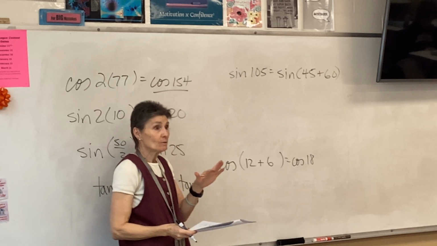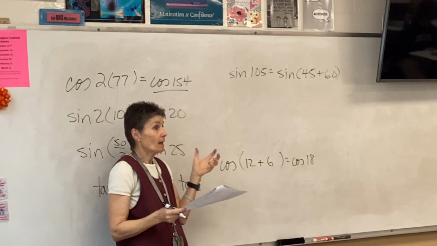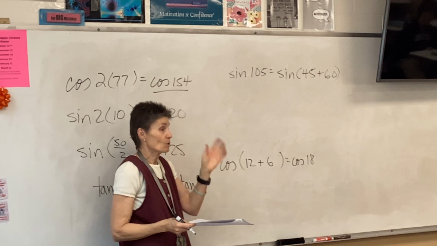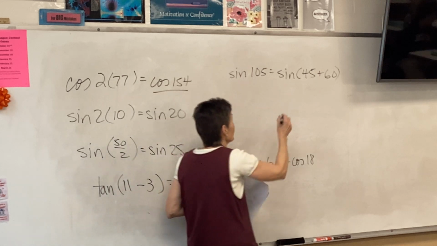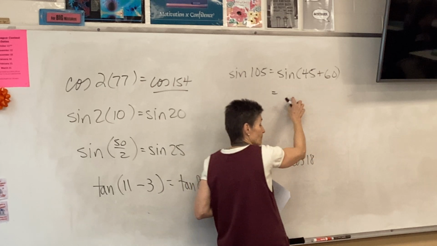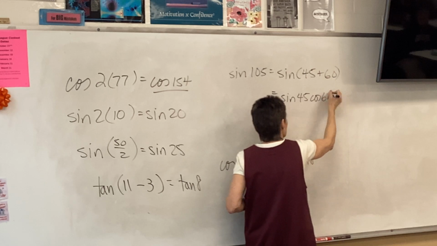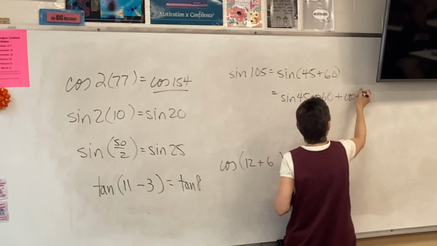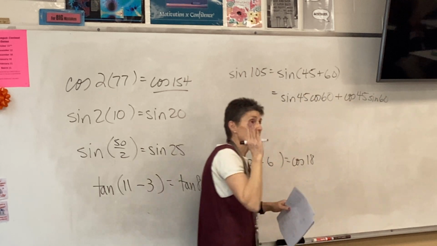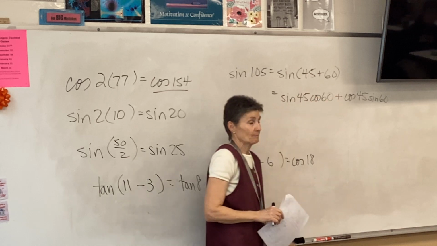So remember what we do? If our angle isn't one we know, we try to break it up into ones we do know. All right, then what do we do? Sine of 45 plus 60. Now we go to the reference sheet. What's our formula? Sine 45 times cosine 60 plus cosine 45 times sine 60. That is straight off the sheet, u plus v.